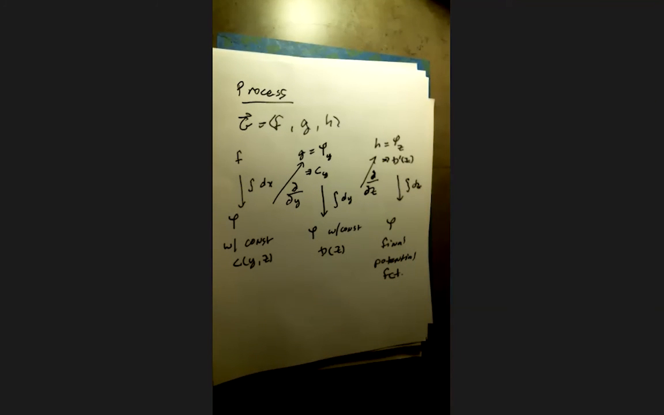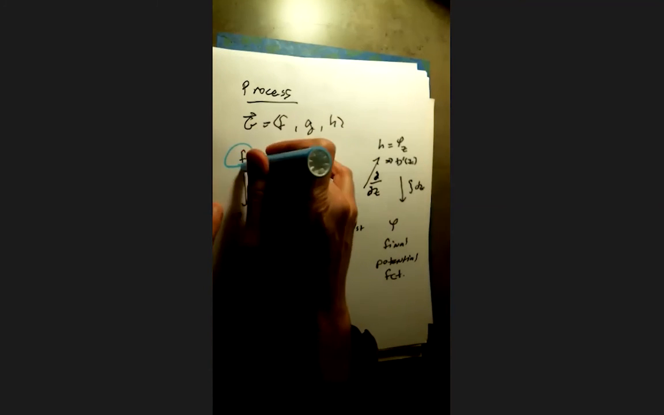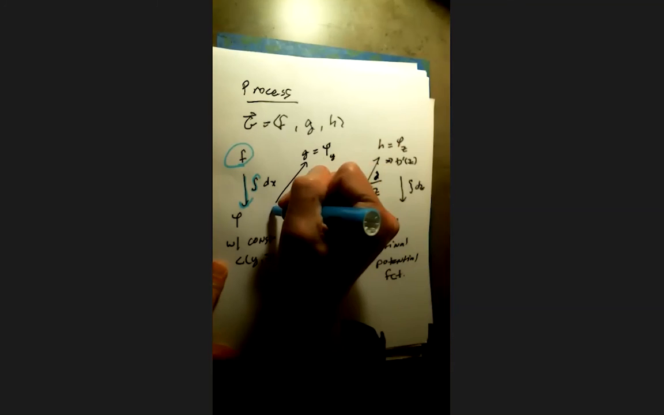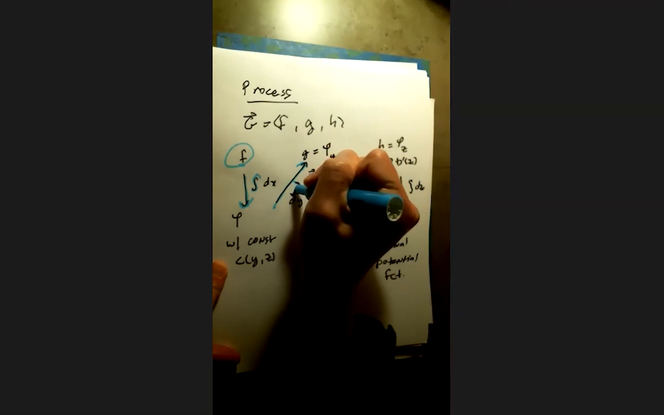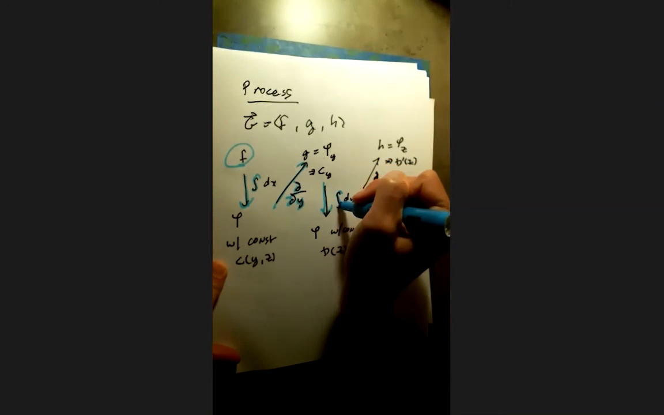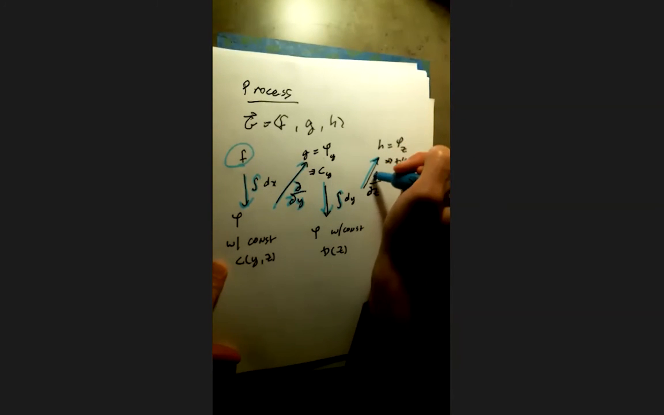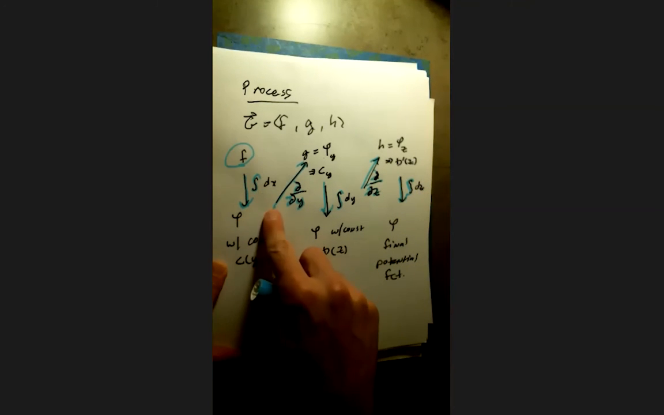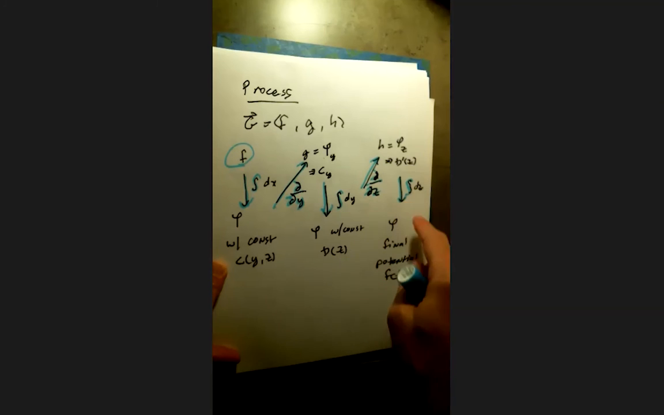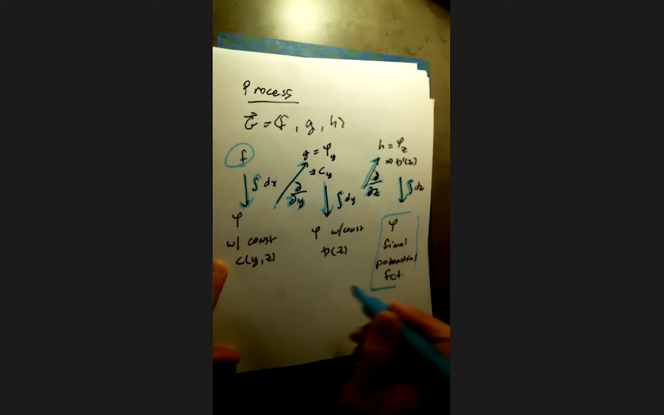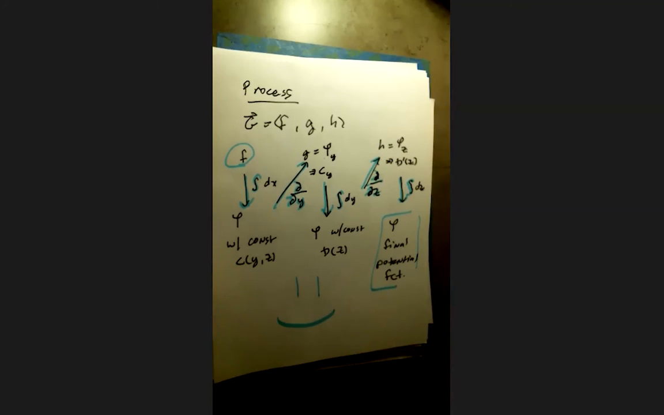So here's your start. You came down via integration. Then you came back via derivatives. Then you came down again via integration. Then you went back via derivatives. And then one last time you did integration. So it's integrate, differentiate, integrate, differentiate, integrate to get your final result. And that's the end of the example.